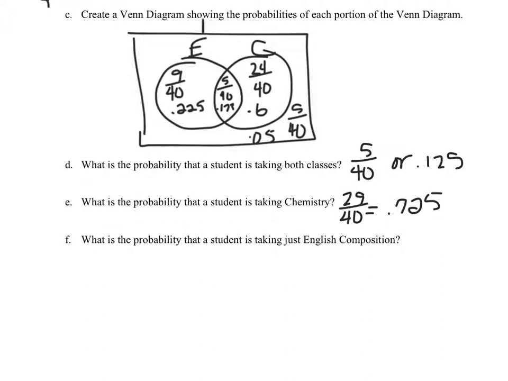What's the probability that the student is taking just English composition? Well, that's over here, so that's 9 out of 40, or 0.225.